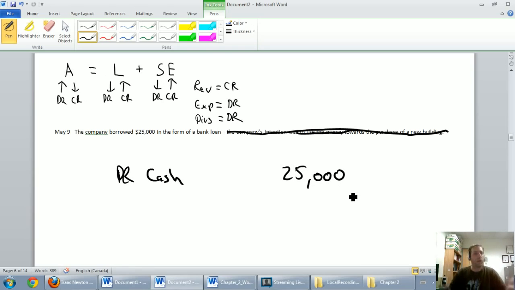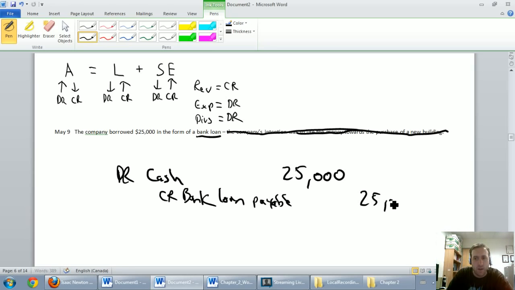Next up, we've got to say, well, what else is going on here? And of course, the bank loan's the other piece of this. It says in the form of a bank loan, and we've got to say to ourselves, well, what is a bank loan? A bank loan is a liability. Is our liability going up or down? Well, I owed the bank $0 on May 8th. On May 9th, I owed them $25,000. My liability is going up. According to the rules of debit and credit, I've got a credit to bank loan because my bank loan is going up. Bank loan, and you might even mix in the word payable, just to really cement the fact that we do indeed owe the bank $25,000.